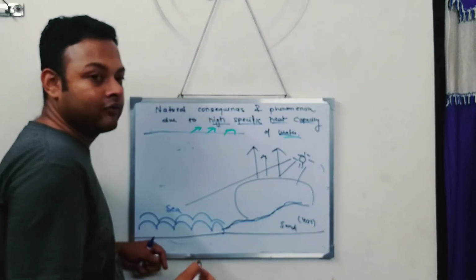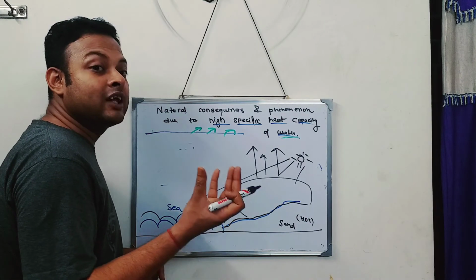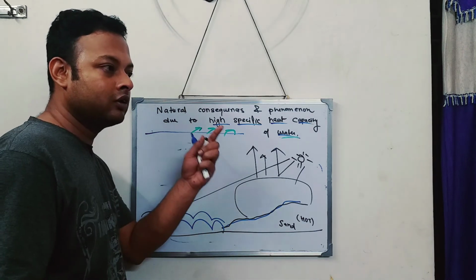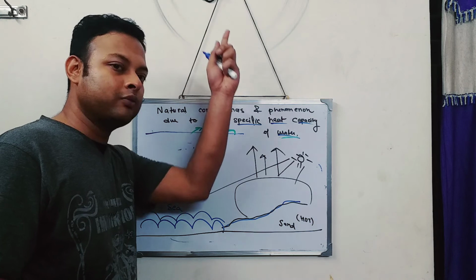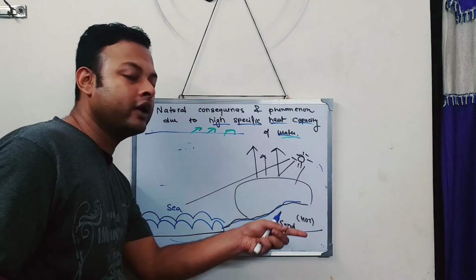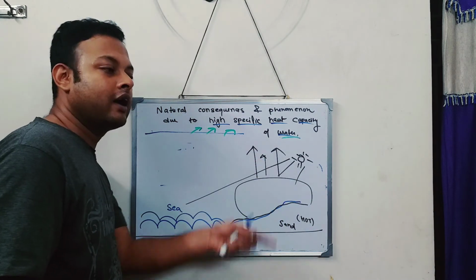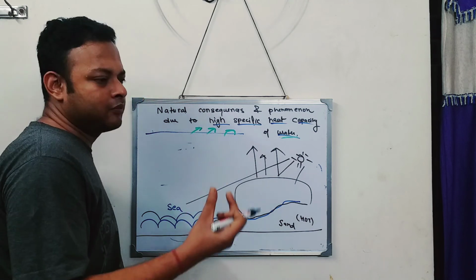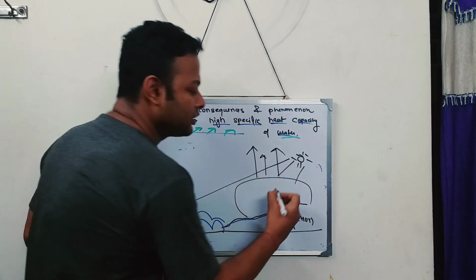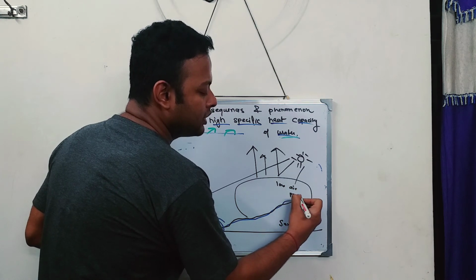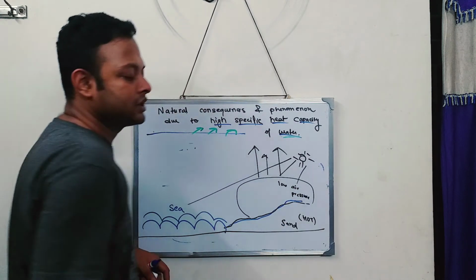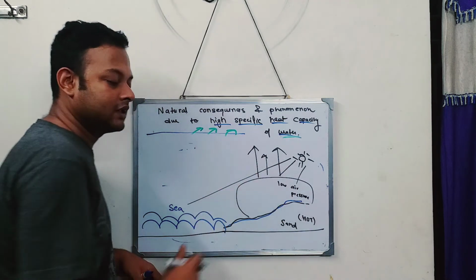And vacuum means what? There is a low pressure. All the air which was over here has gone up, so there is no air. No air means no air pressure, and no air pressure means less air pressure. So low atmospheric pressure is created above the sand.